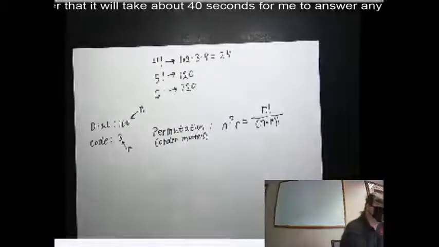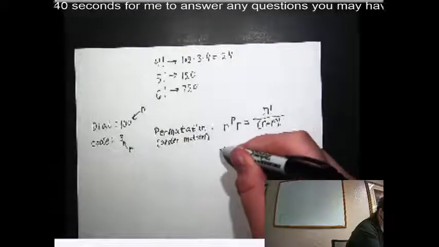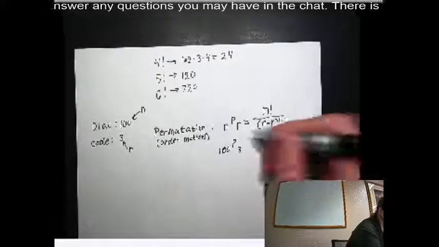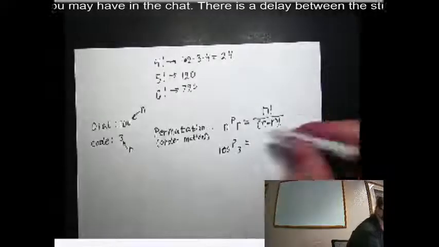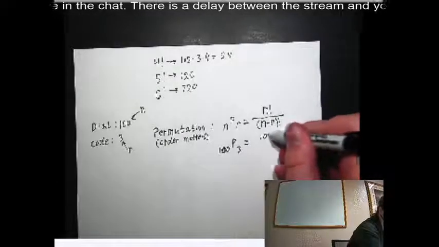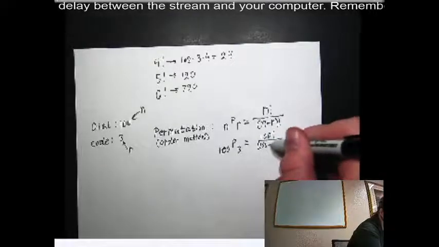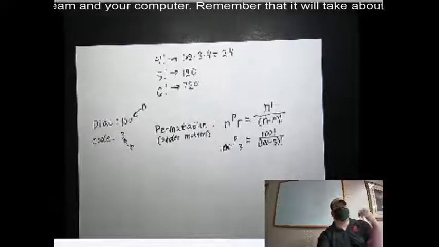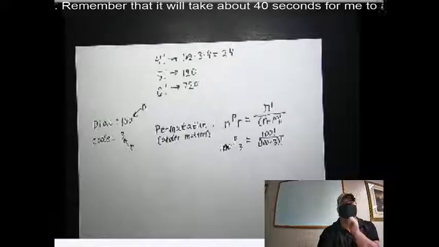So we'll just fill these into our numbers here. 100 P 3. P is just the name of this thing. It's permutation, showing us that it's a permutation we're doing. Okay. So we have 100 factorial over 100 minus 3 factorial.